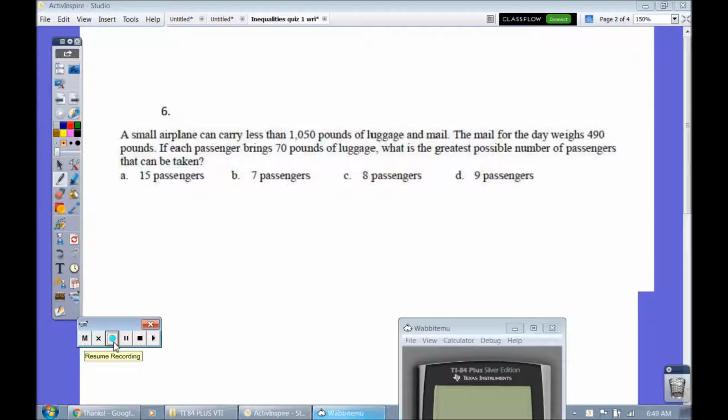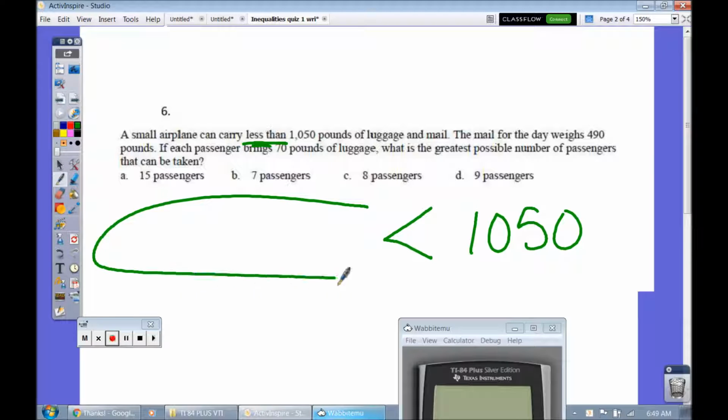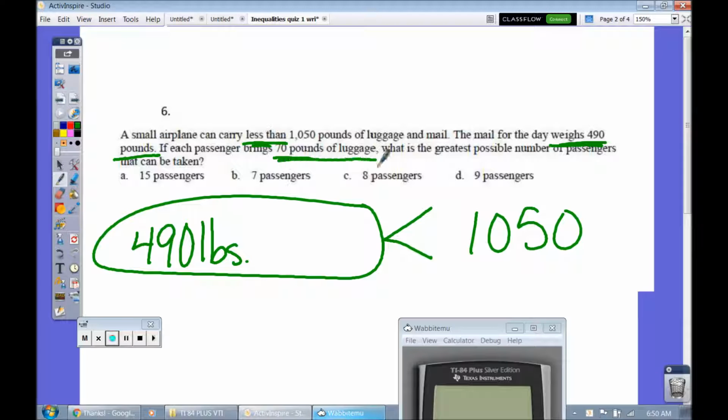Okay, a small plane can carry less than 1,050 pounds. So let's figure out what we need to put here. The mail for the day weighs 490 pounds. So you have some mail already here that weighs 490 pounds. If each passenger brings 70 pounds of luggage, what is the greatest possible number of passengers that can be taken? So you have to add that to 70 pounds per person. I'll just use the letter P there.